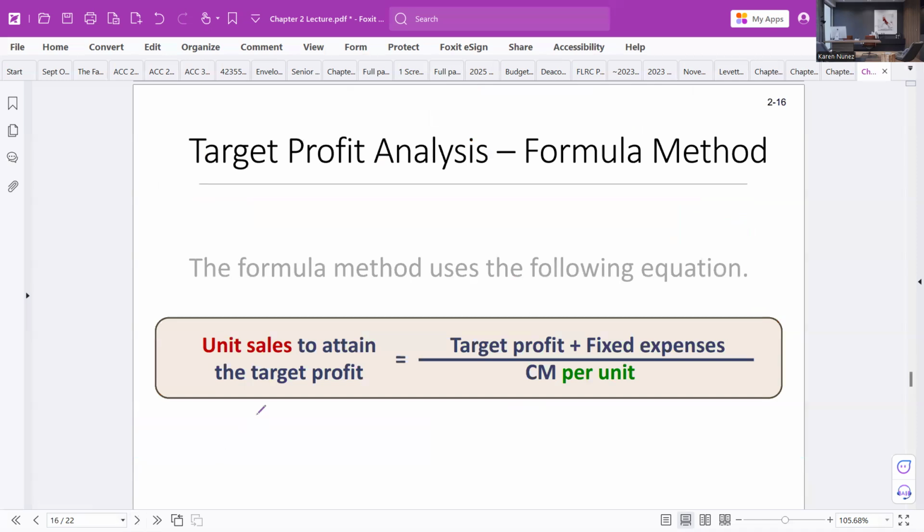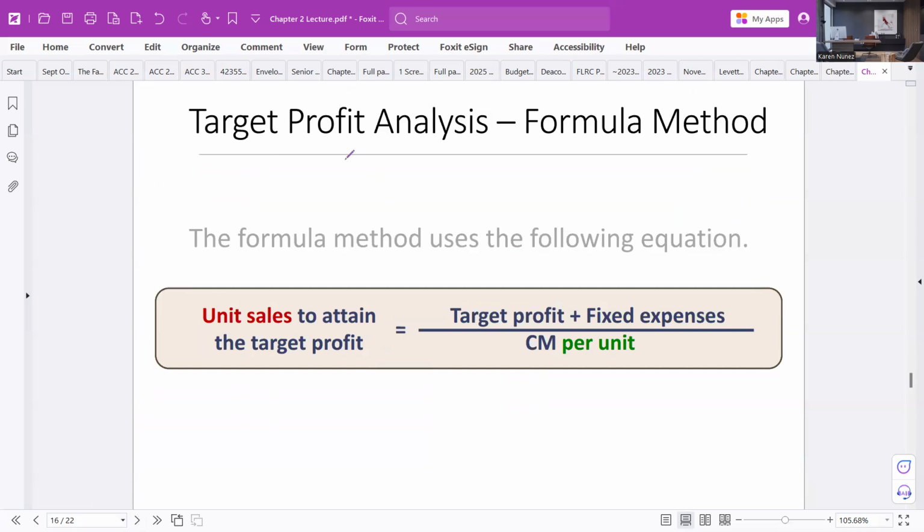Sometimes companies want to go beyond just breaking even. They don't want to just break even because they're in business to generate a profit. So we want to modify this formula and call it the target profit analysis. We want to know the unit sales that are necessary to attain a target profit. So we just take our basic formula: the target profit plus the fixed expenses, divided by the contribution margin per unit.